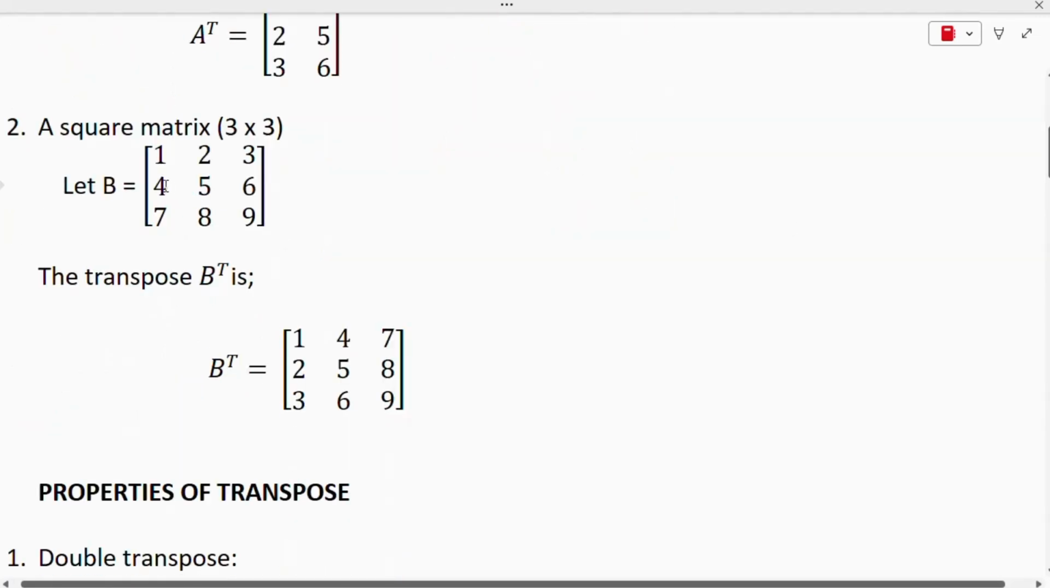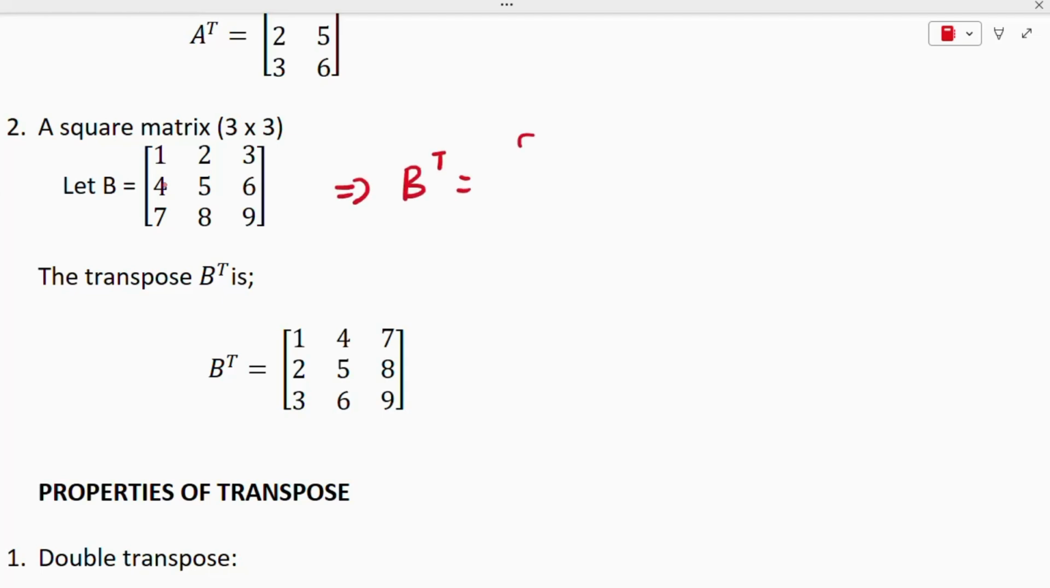Now for a square matrix, which is 3 by 3, we have B to be a matrix of 1, 2, 3, 4, 5, 6, 7, 8, 9. So to look for the B transpose of this, all we have to do is to interchange the row and column. So the first row, 1, 2, 3, is going to become a column. The second row is going to become a column, which is 4, 5, 6. And the third row is going to become a column, which is 7, 8, 9. And we have been able to look for the transpose of a 3 by 3 matrix. It's as easy as this right here.